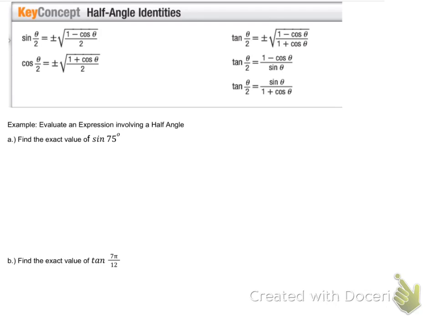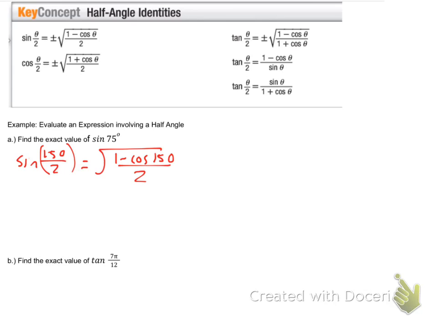So the first problem we have is sine of 75. What you need to realize is that 75 is not on a unit circle. We could take 30 plus 45 and use the sum and difference formulas for sine. But instead we're going to say, wait a minute, 75, isn't that the same thing as sine of 150 over 2? And if that's true, that means I can use the 150 as the theta in our formula. So this would equal, and remember 75 is in the first quadrant, so it's positive, the square root of 1 minus the cosine of 150 all over 2.